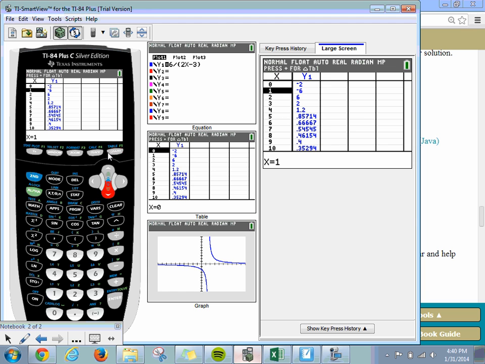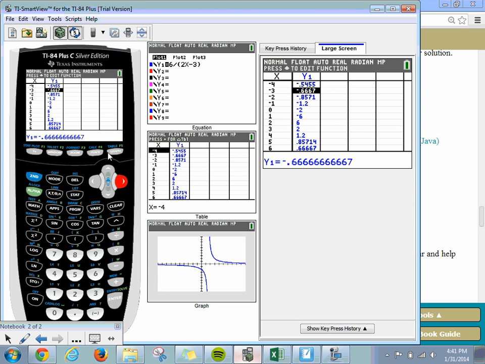We can scroll down on our table and see that we're going to get negative 6. So when x is 1, y is negative 6, or f of 1 equals negative 6. For 0, we'll get negative 2. They also ask us for negative 3, so I'm going to scroll up in my table. We see that negative 3 is equal to negative 0.6 repeating, which as a fraction is just negative 2/3.